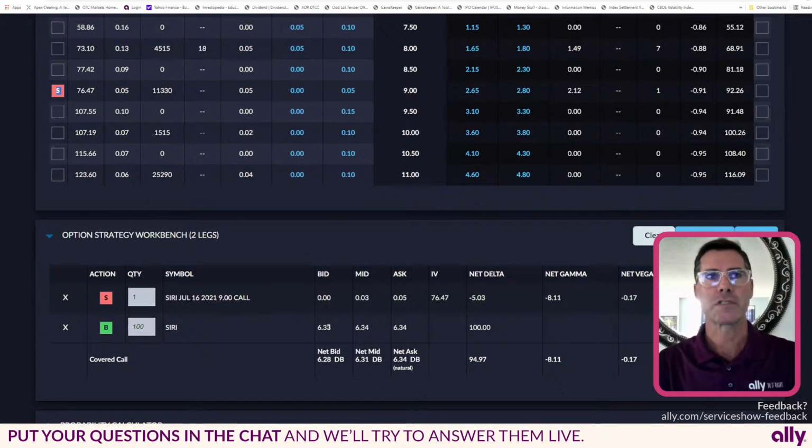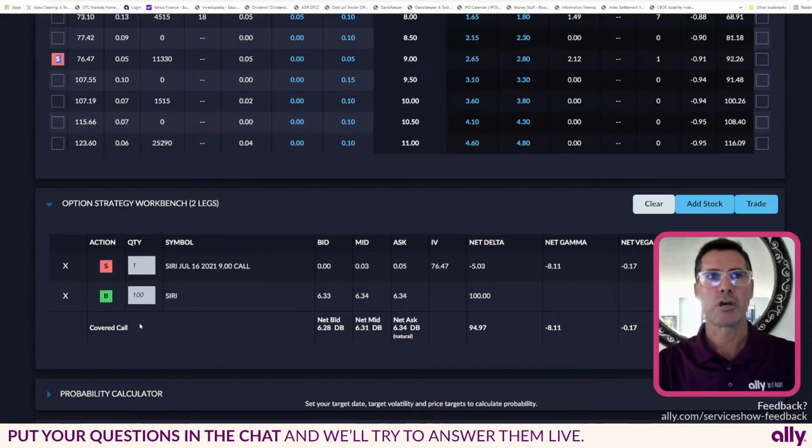You'll see it defaults, the system already knows that we're referring to Siri. But what's going to happen here on the trade ticket is we're going to simultaneously purchase 100 shares of Siri. Like Brian mentioned, it's always at least 100 shares, and selling one call. We're going to be paying for the stock, and we're going to be receiving not much premium in this case, just $3. If we were to sell on the, actually there is no bid, but if we got the midpoint, we get about $3 for this covered call.